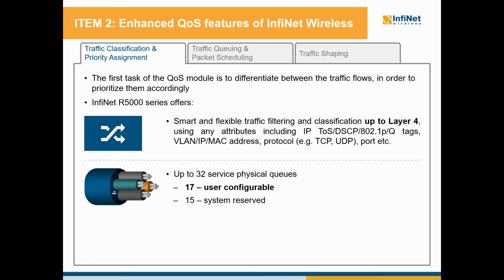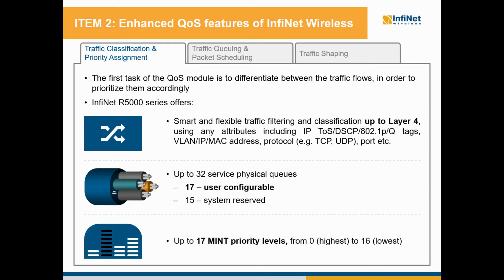Up to 32 physical queues, 17 of which are user configurable, so you can decide in which of these queues to put a certain traffic flow. The rest of 15 queues are system reserved. And up to 17 MINT priority levels for a granular traffic prioritization. They range from 0, which is the highest, to 16, which is the lowest priority.